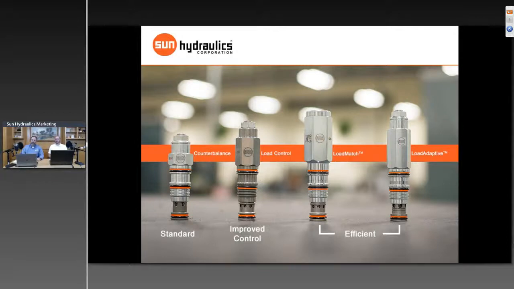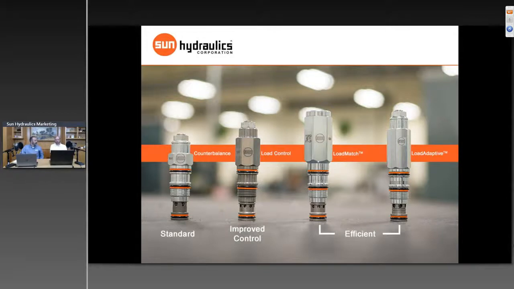Sure. Are you going to talk about any specific applications where we would use each type of valve? Sure, we could give you a couple of examples. The load match valve, a classic example that we've used is the off-road telehandler, or a forklift, but it really applies to anything with a winch, a crane, anything where you're really going to be moving a load that requires a very high setting, but oftentimes the actual working pressure will be significantly lower.